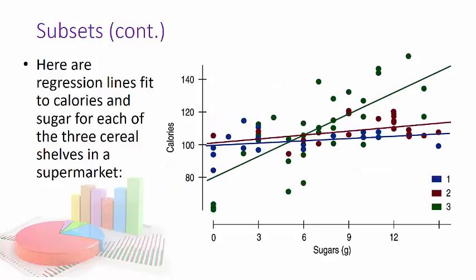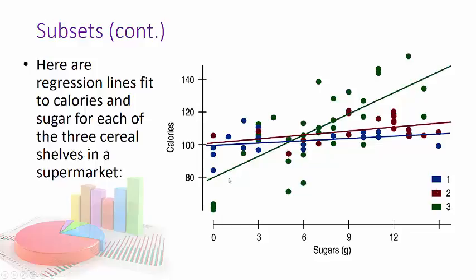So here's some regression lines fit to calories and sugar for each of three cereal shelves in a supermarket. So green is the top shelf, where the adults normally shop. Blue is the bottom shelf, probably where those little elementary school kids are. And red is the middle shelf, probably where that toddler is reaching from the grocery cart.